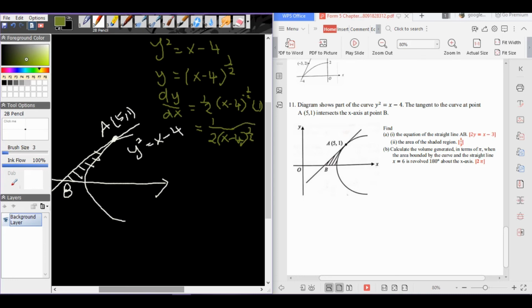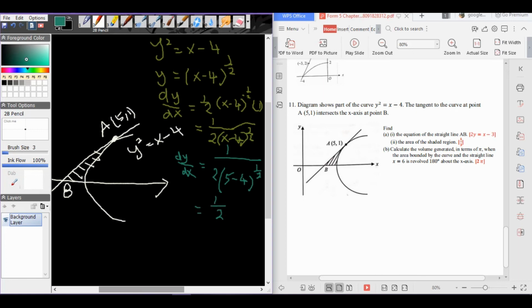When we differentiate, dy/dx means the gradient function, the gradient of this curve. At point A (5, 1), substitute x equals 5. Therefore dy/dx equals 1 over 2 times (5 minus 4)^(-1/2), so this equals 1 over 2.